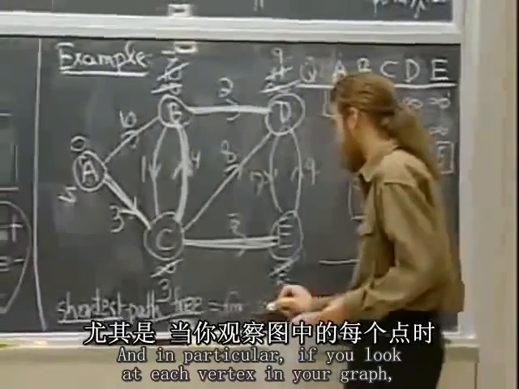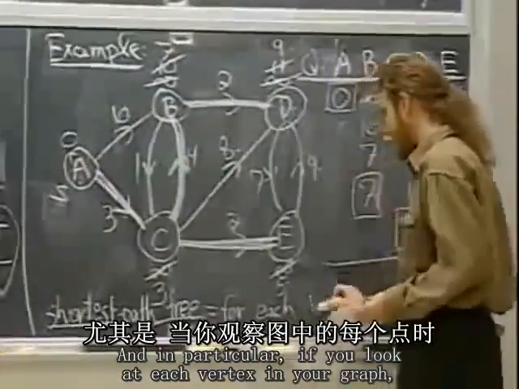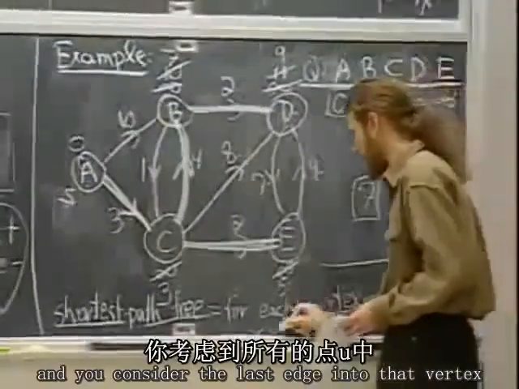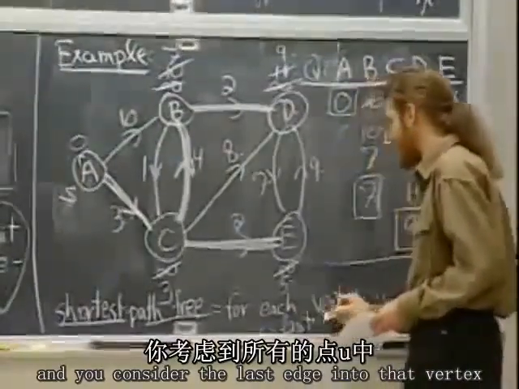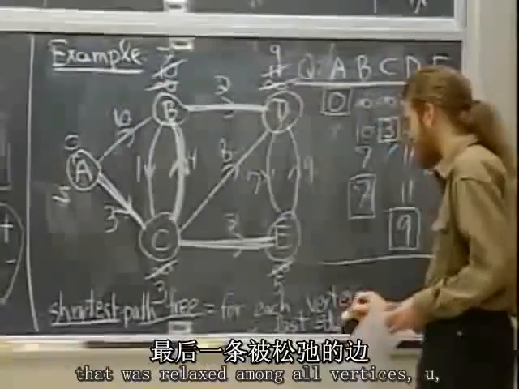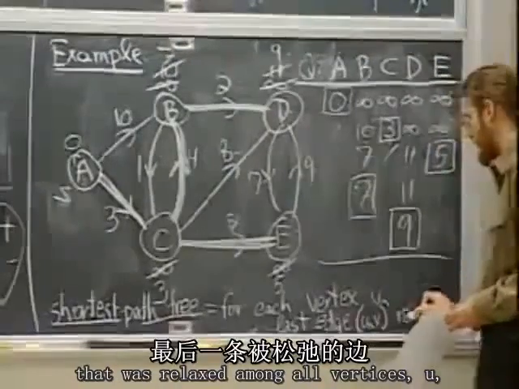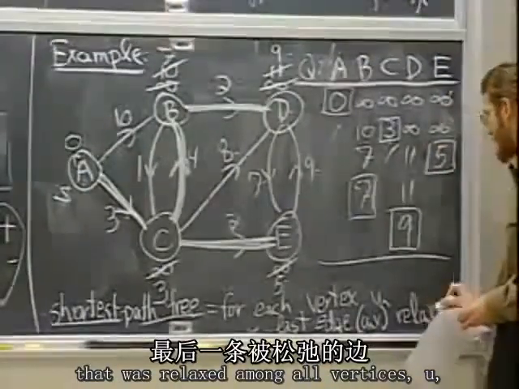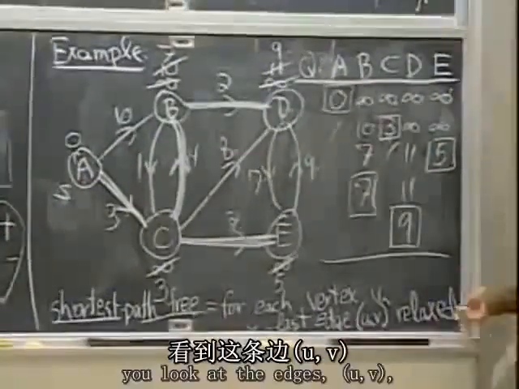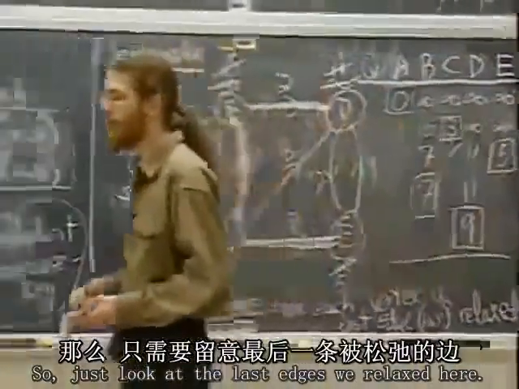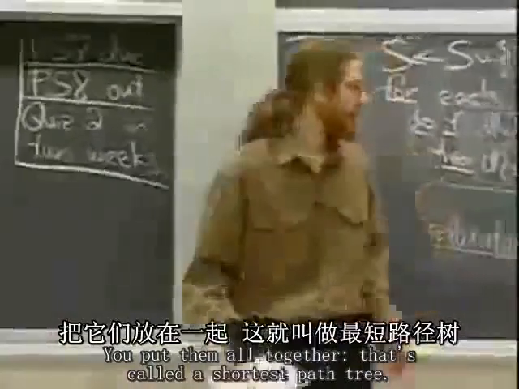if you look at each vertex in your graph and you consider the last edge into that vertex that was relaxed, among all vertices u, you look at the edges uv, say, was that the last one relaxed? So just look at the last edges we relaxed here. You put them all together. That's called the shortest path tree.